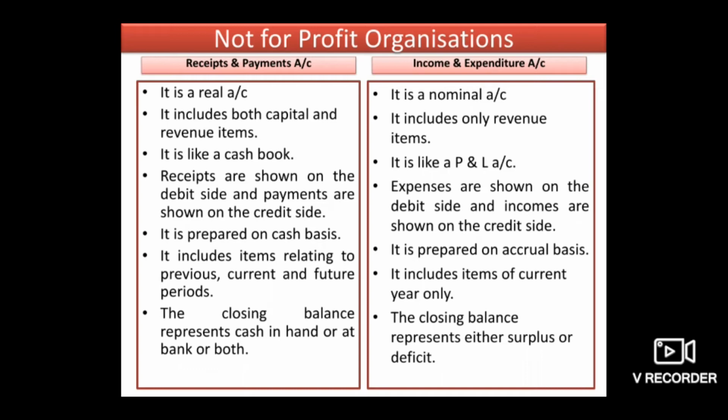Receipts and payments account is like a cash book of a business organization, but the income and expenditure account at the same time is similar to the profit and loss account of a business organization. In receipts and payments account, receipts are shown on the debit side and the payments are shown on the credit side. In income and expenditure account, expenses are shown on the debit side and the incomes are shown on the credit side.